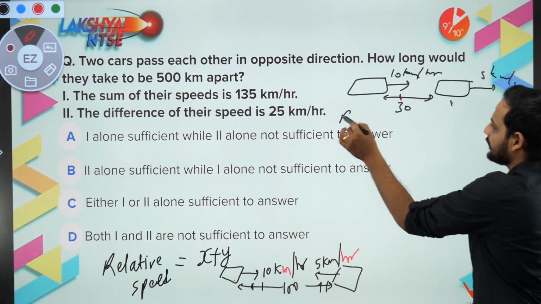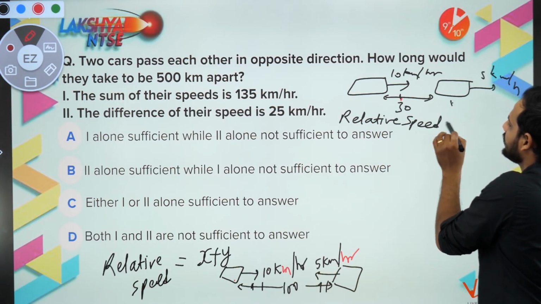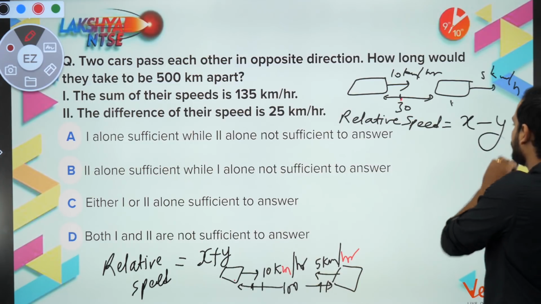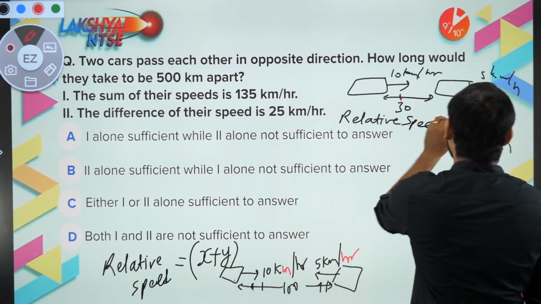So the relative speed in this case will be x minus y kilometer per hour. X minus y kilometer per hour. This part is very important to understand.